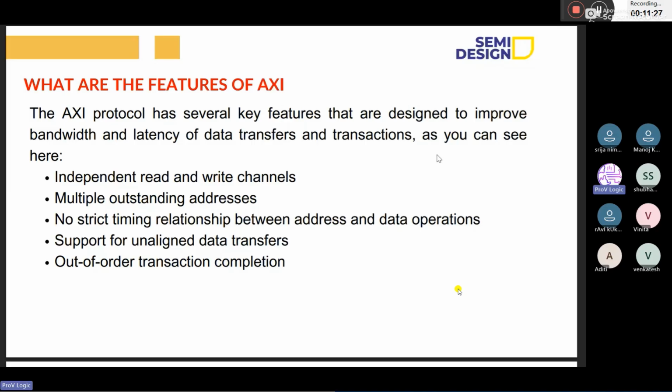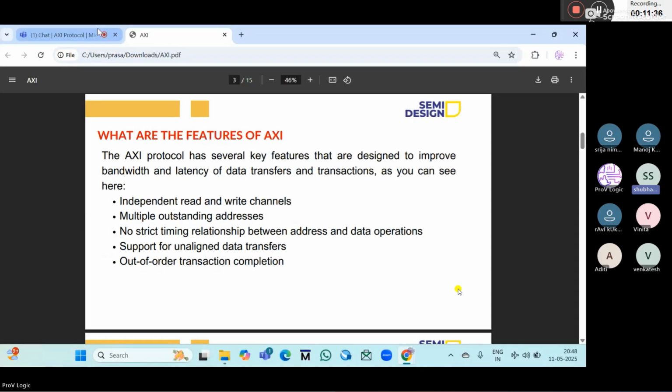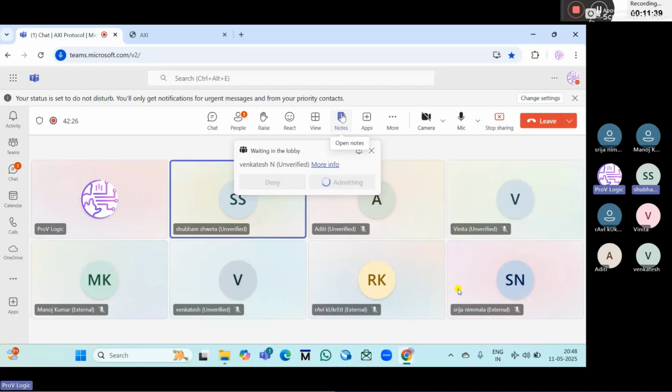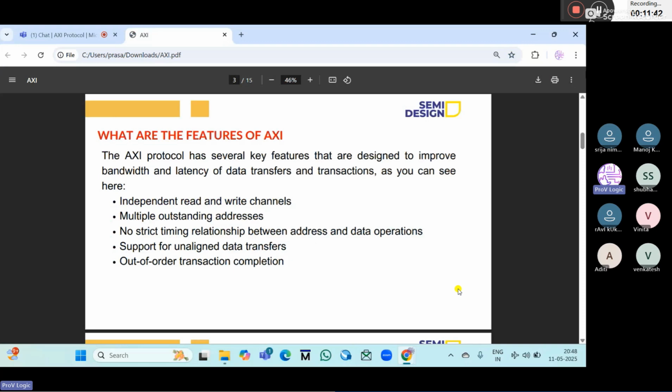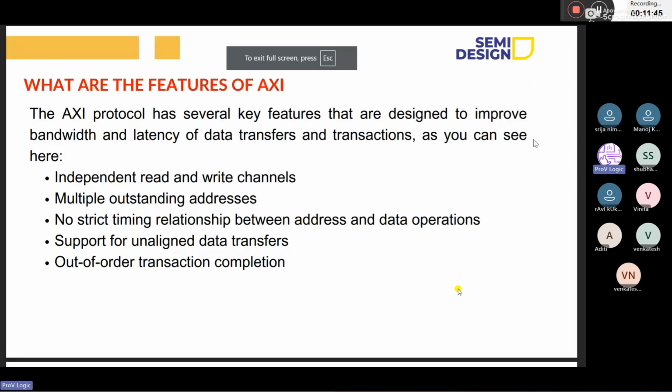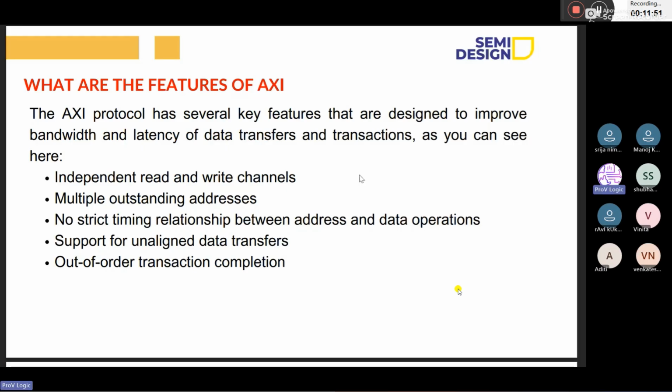Is it clear, everyone? Ma'am, what does low latency mean? You said high throughput and low latency. Latency means delay. Low latency means low delay between the transactions. That means high speed. Latency means delay. Don't you know that? No, ma'am, I forgot that. Latency means a delay only.